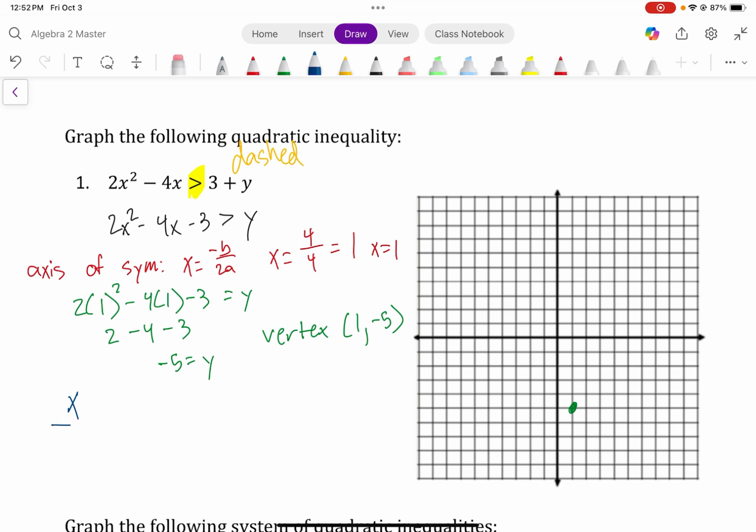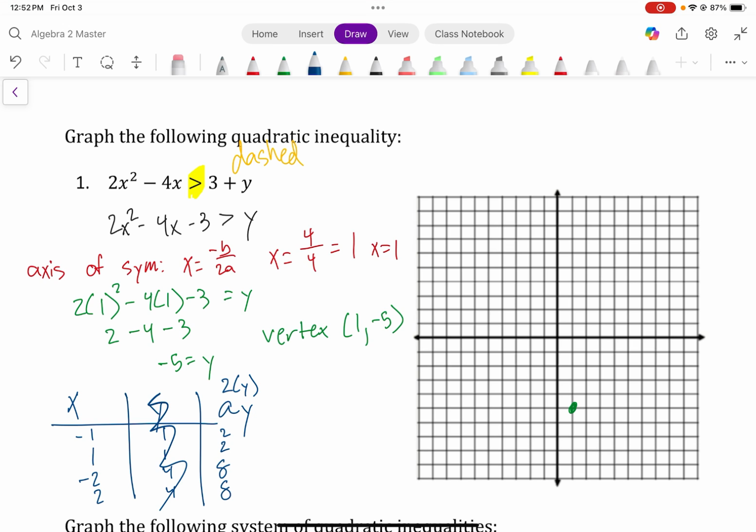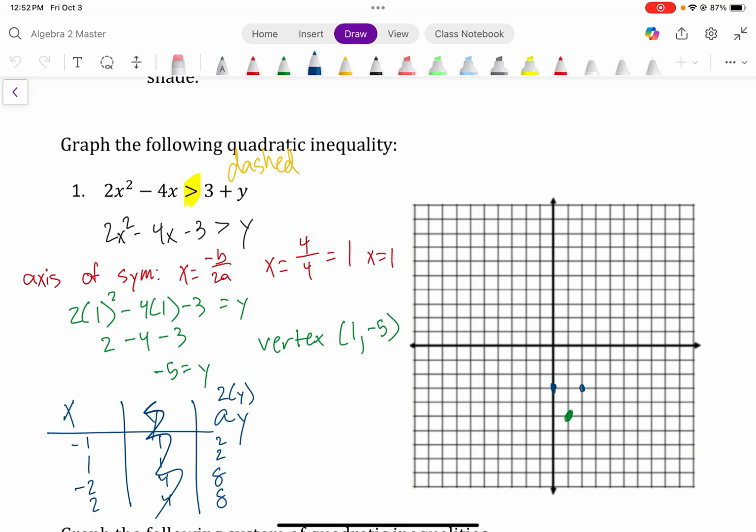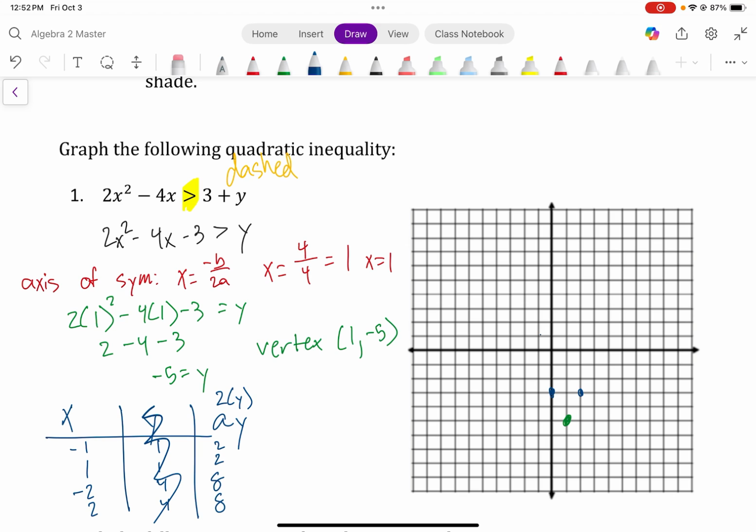Now I'm going to do an XY, AY table. I'm going to do negative 1, 1, negative 2, 2 for x. The y portion, I just square those numbers, so I got 1, 1, 4, 4. My a value in this question is 2. So I'm going to take all the numbers I just found and double them. So I've got 2, 2, 8, 8. Now I don't care about the y column. So from that green dot, I'm going to go left 1 up 2, and also right 1 up 2. From the green dot, I'm going to go left 2 up 8. I'm also going to go right 2 up 8.